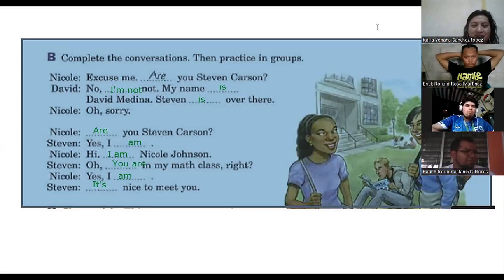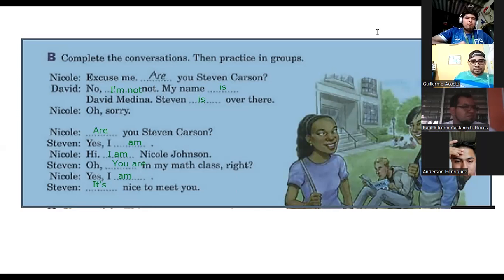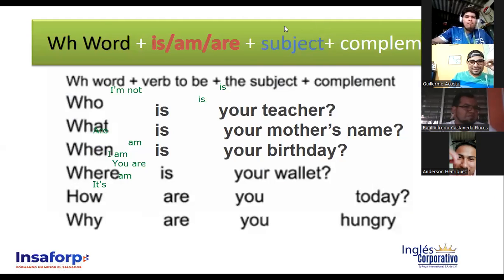Ah, Rafael has French fries. A ver, Rafael, ¿qué está comiendo? What are you eating? Jalapeño. With lemon. Okay, good. Oops, I forgot to erase.